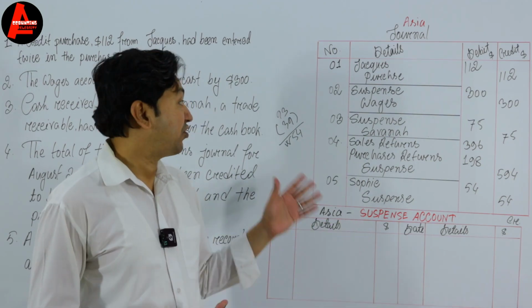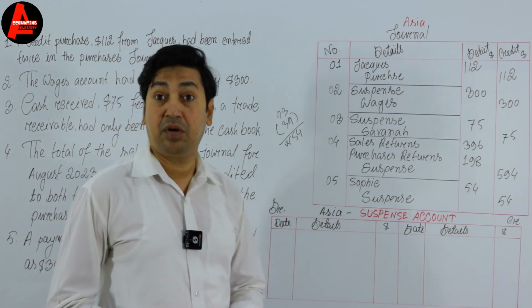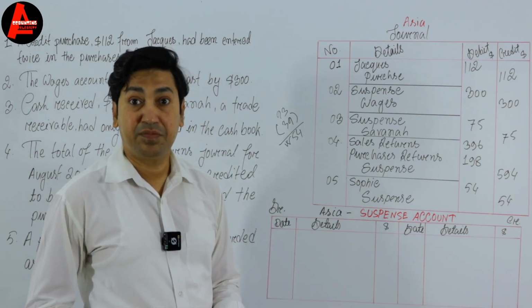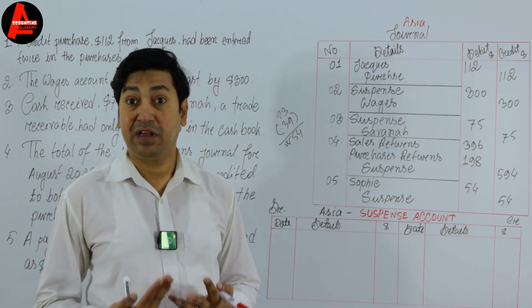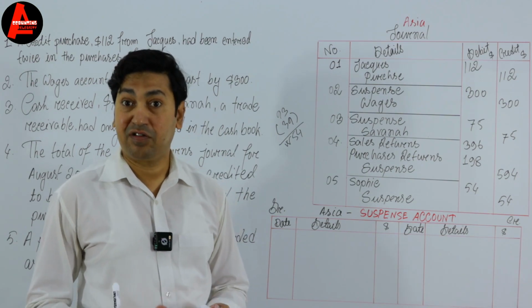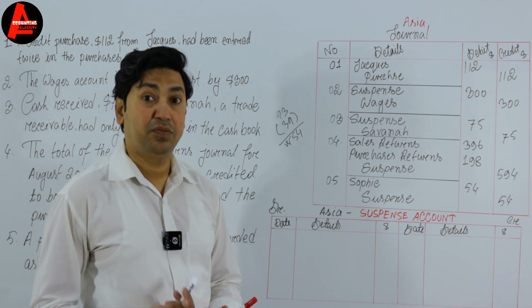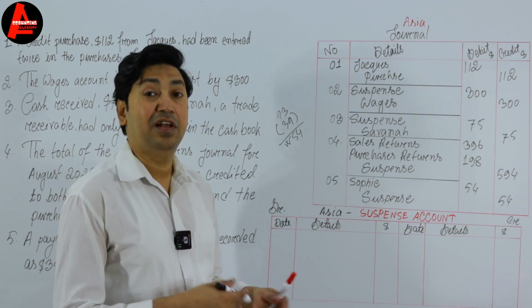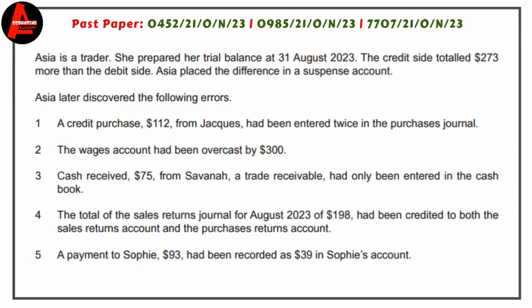Okay, so these questions, these transactions are taken from an IGCSE accounting past paper. This is also the same in O level accounting past paper. Okay, so before we write up here, let us have a look at the question. Asia is a trader. She prepared her trial balance at 31st August 2023. The credit side total is 273 more than the debit side. Asia placed the difference in a suspense account.